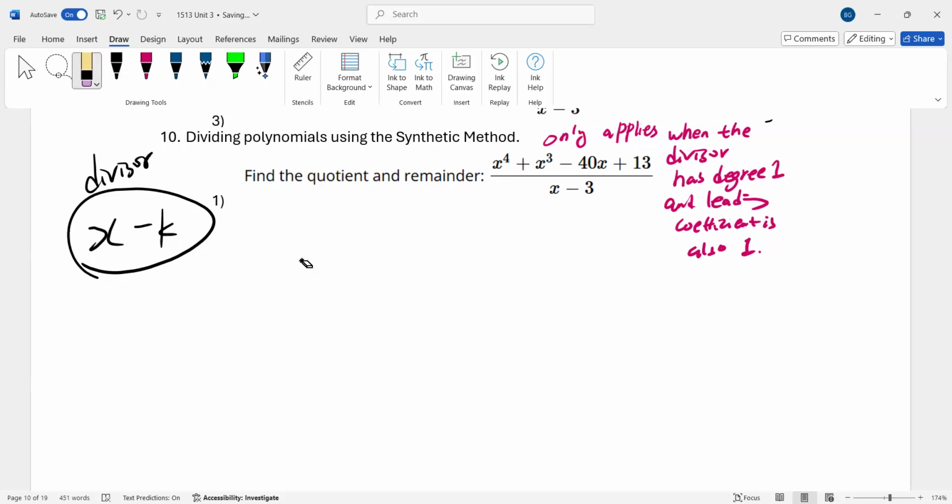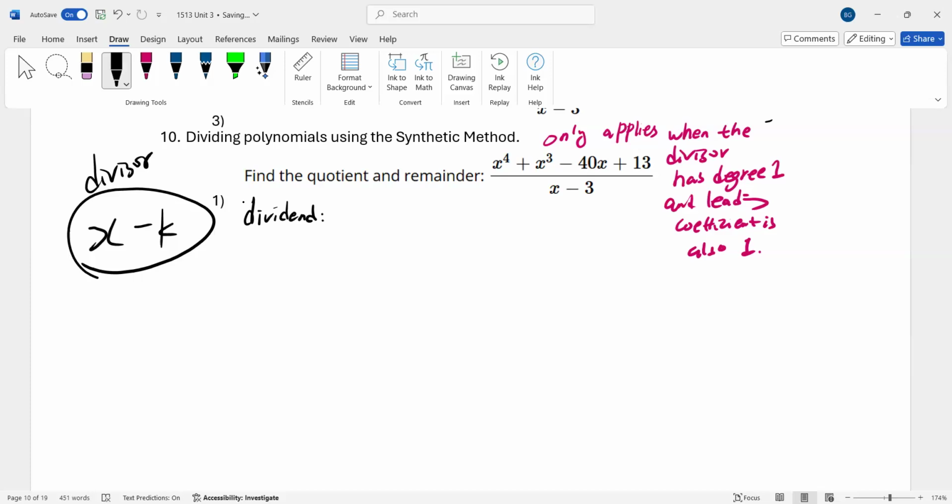Now let me show you how we apply the synthetic method to process this problem. The dividend is above the division bar, x to the power 4 plus x cubed minus 40x plus 13. That's the numerator of the quotient, which is the dividend. Let me write it down. Dividend. The dividend has degree 4, as you can see.